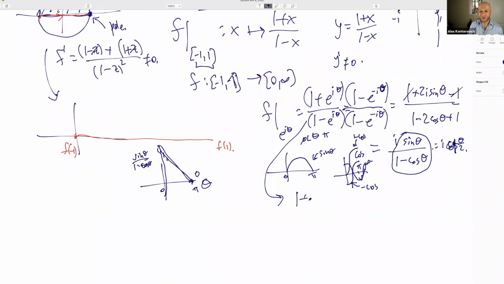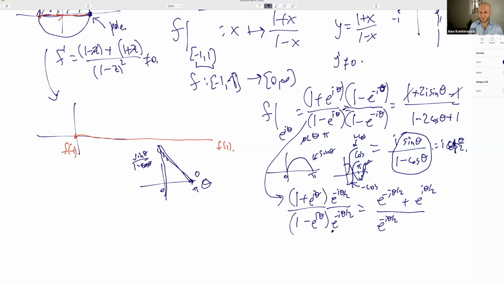The slicker way is 1 plus e to the I theta. Here's another way of doing this. We need to split the difference. So I'm going to multiply the top and the bottom by e to the minus I theta over 2. That's another trick. That'll have the same effect. So I get an e to the minus I theta over 2 plus e to the plus I theta over 2. That's a 2. Does that make sense? And then on the bottom, e to the minus I theta over 2 minus e to the I theta over 2.